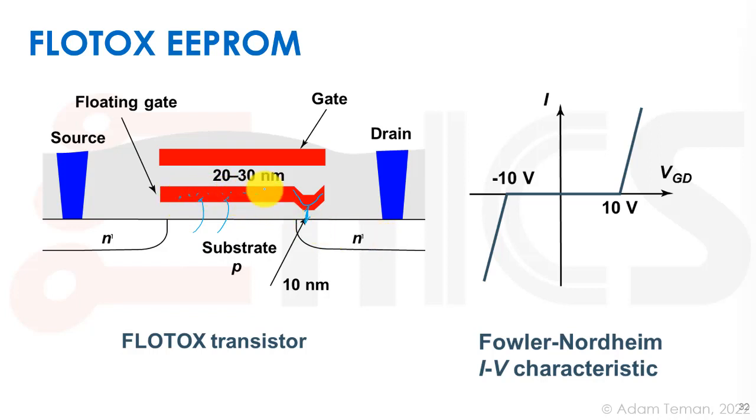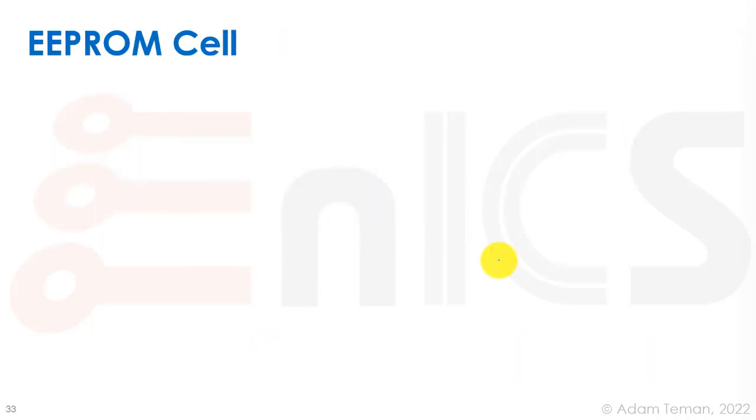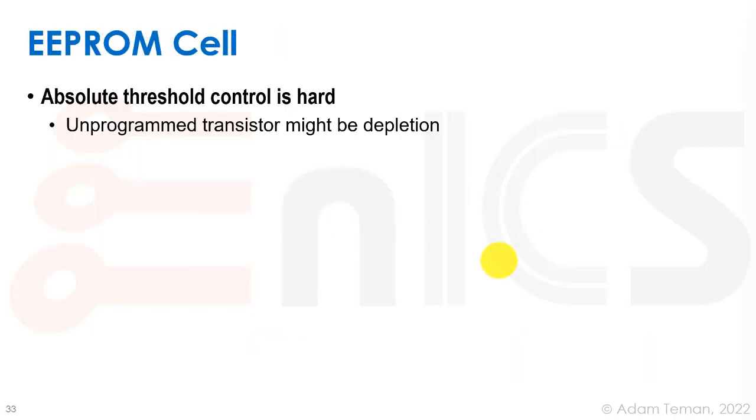But then when we want to erase it, we're going to put a field that's going to pull the charge out through the drain over here using this Fowler-Nordheim characteristic. Okay, so this is the EEPROM cell. The problem with it is that the absolute threshold control is really hard. The unprogrammed transistor might be depletion, so when we erase it, we might really take the VT so low that it will be depleted, that it will be always on.